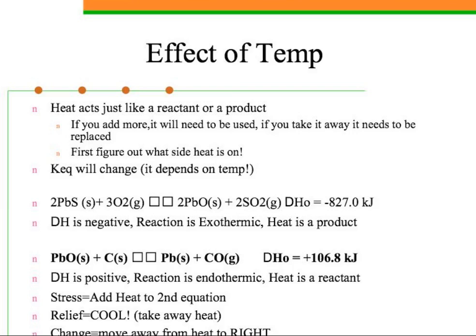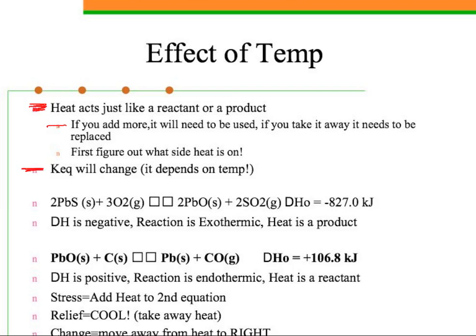Next, we've got the effect of temperature. Heat is going to act just like a reactant or a product. If we add more, it'll need to be used. If we take it away, it'll need to be replaced. First, we'll need to figure out what side heat is on. And by the way, our value of K will change because K depends on temperature.